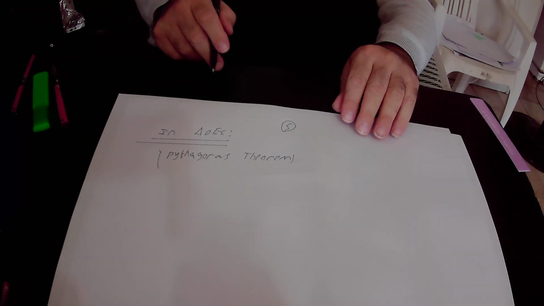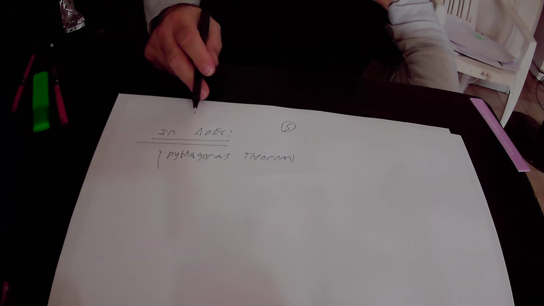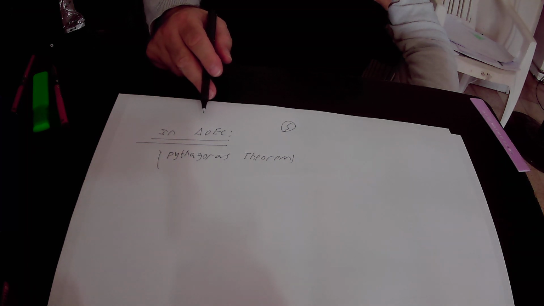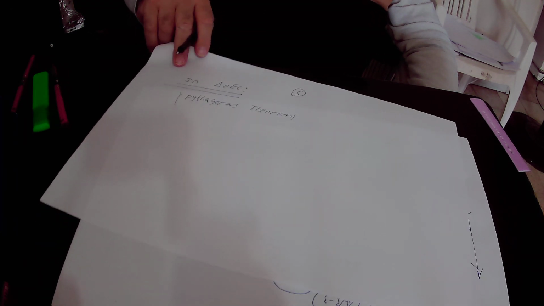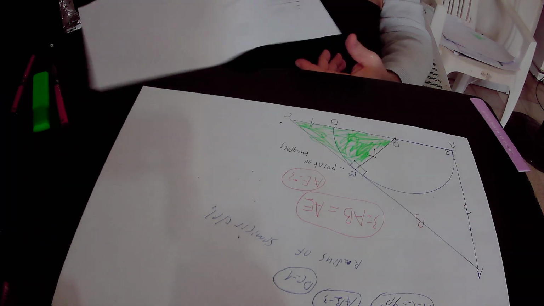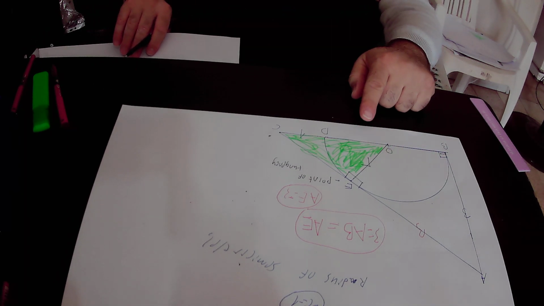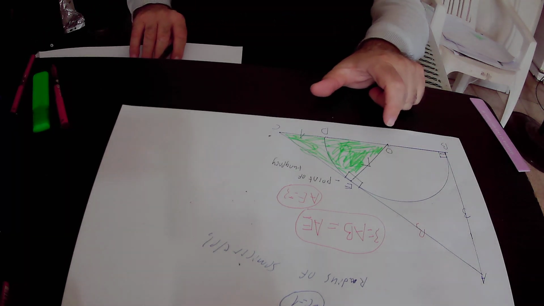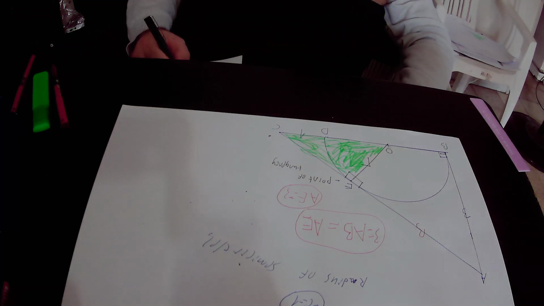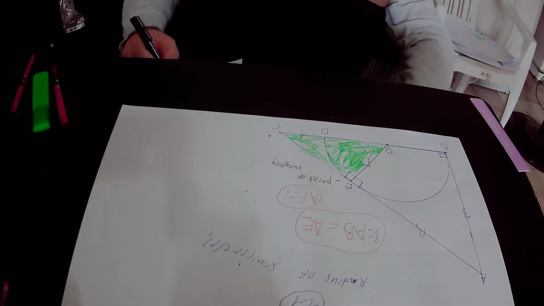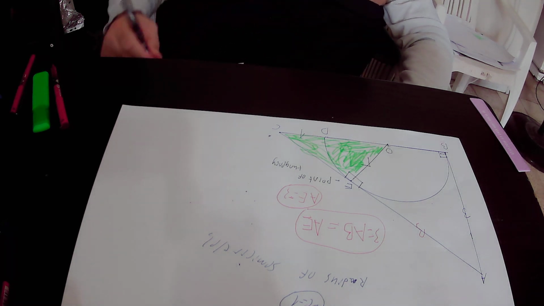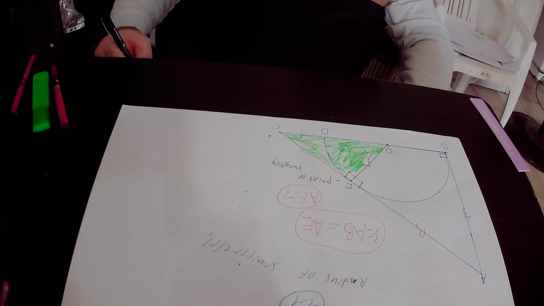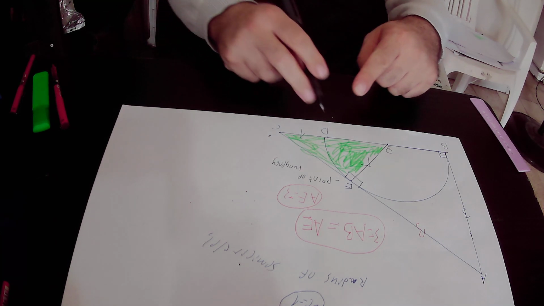I will repeat again. In the right triangle, triangle OEC, according to the Pythagoras theorem, the square of the hypotenuse equals the sum of the squares of the perpendiculars. Okay? Actually, the hypotenuse of the green triangle is OC. So the square of the hypotenuse is OC squared, which equals the sum of the squares of the perpendiculars: OE squared plus EC squared.